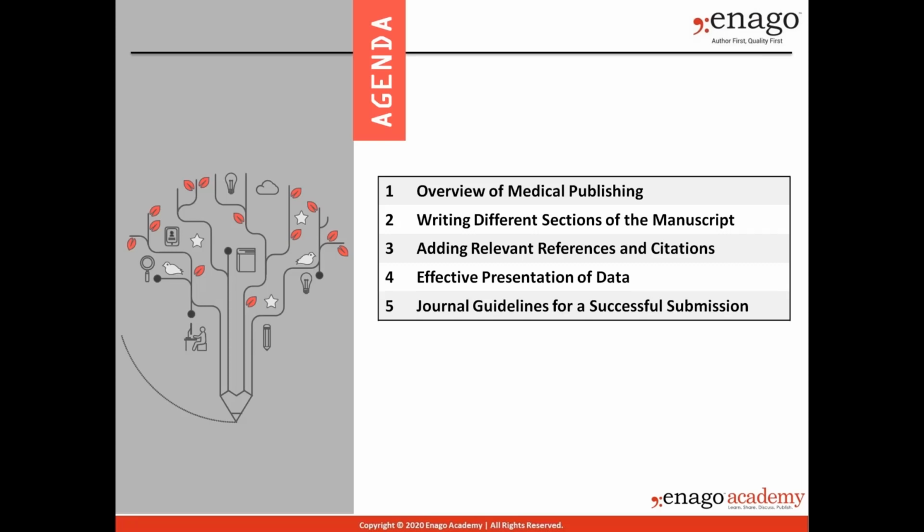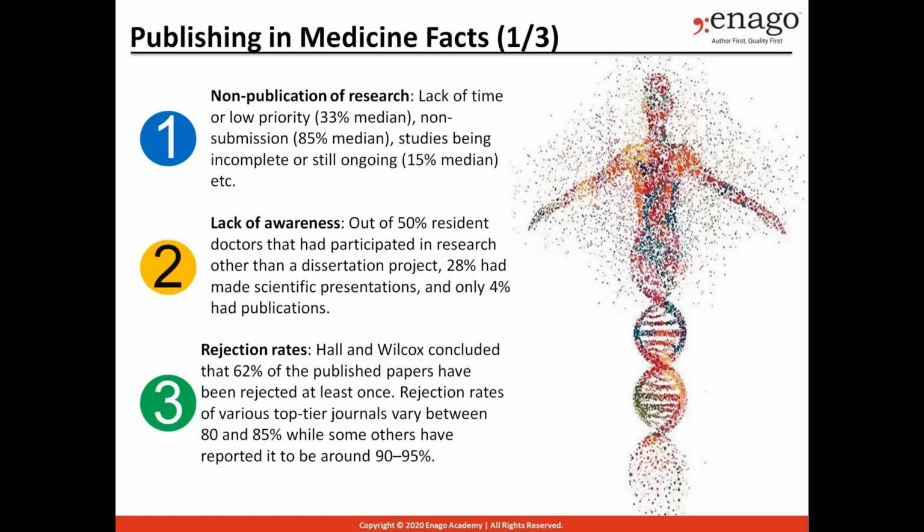So, publishing in medicine, let's look at some facts. The cases of the actual non-publication of research are not that uncommon, and it can often be due to lack of time or low priority, to preparation of manuscripts that are actually not submitted, to studies that are incomplete or still ongoing. And you can see the percentages here, with the non-submission percentage being actually 85%, very high. Often, it's the lack of awareness that leaves a lot of data unpublished. Actually, in a study, they showed that out of 50% of resident doctors that had participated in research other than their dissertation project, 28% had made scientific presentations and only 4% had publications. This means that a great deal of scientific work goes unpublished.